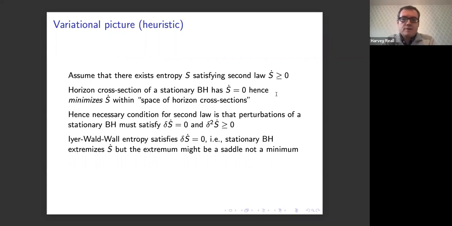And so it then follows that a necessary condition for the second law to hold is that perturbations of a stationary black hole must satisfy the conditions corresponding to minimizing S dot. In other words, the first variation should vanish and the second variation should be positive. As I've explained, the Iyer-Wald-Wall entropy satisfies this first condition, so it extremizes S dot, but there's no reason why it should satisfy this second condition. And so this extremum might simply be a saddle point of S dot rather than a true minimum. Okay, so that's another way of looking at this perturbatively.